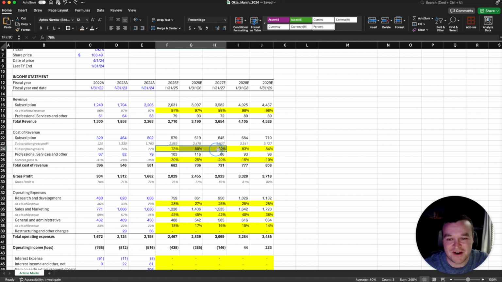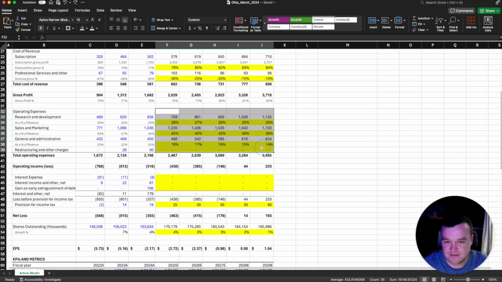Subscription gross percentage, though, I do have that growing. I think that Okta is going to be able to eke more margin out of this product as time goes on. Again, thanks to that land and expand strategy. Now, 84% would be rather high, but it's an area where I do feel Okta could easily get to. That comes out to your gross profit growing decently over time. Don't want to change that. Gross profits growing reasonably over time to where we're at 3.7 billion by 2029.